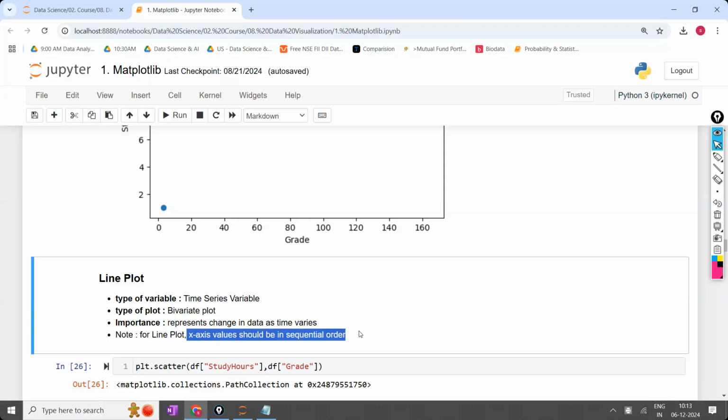Are the points clear? Anyone has any questions?